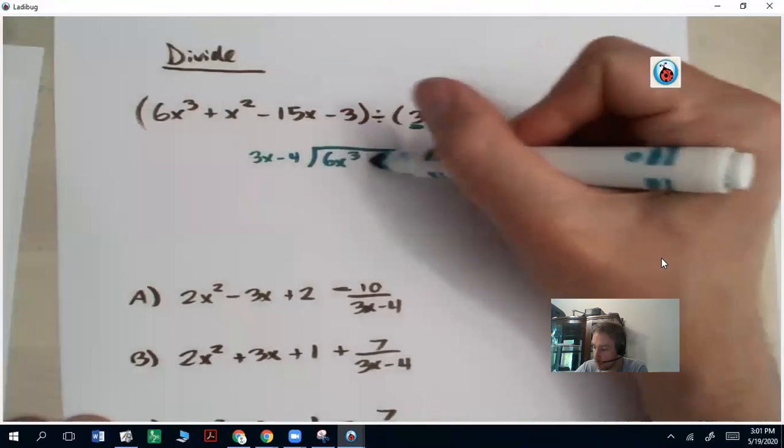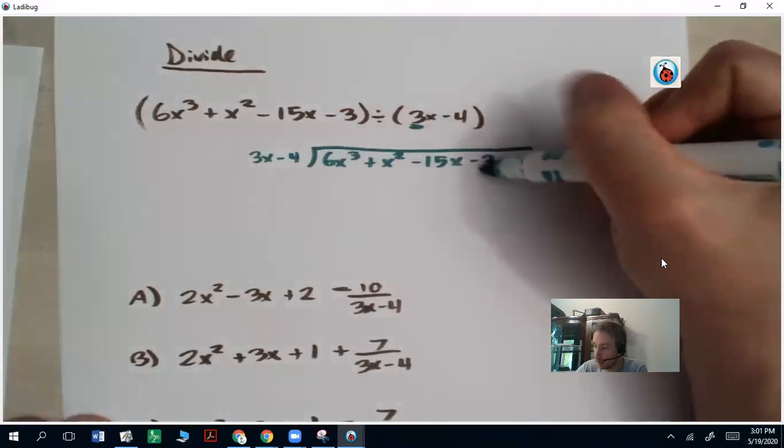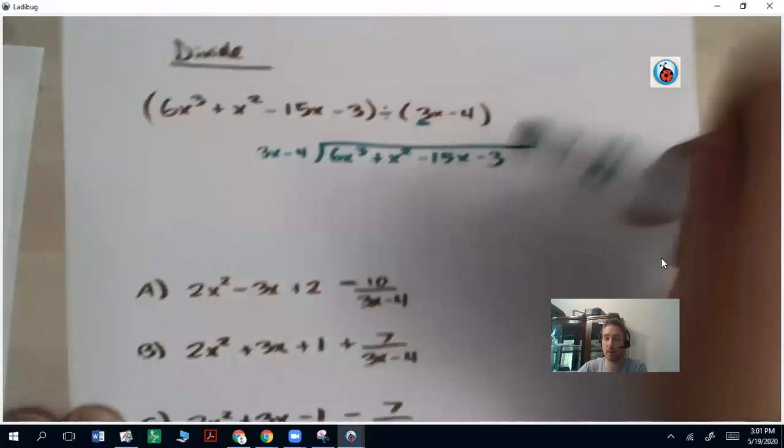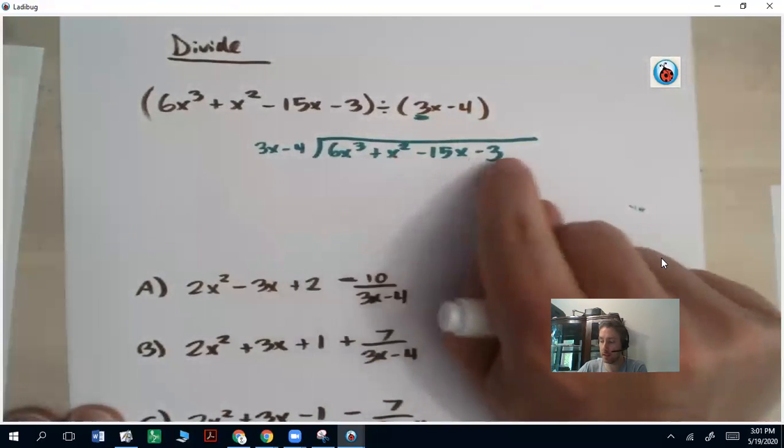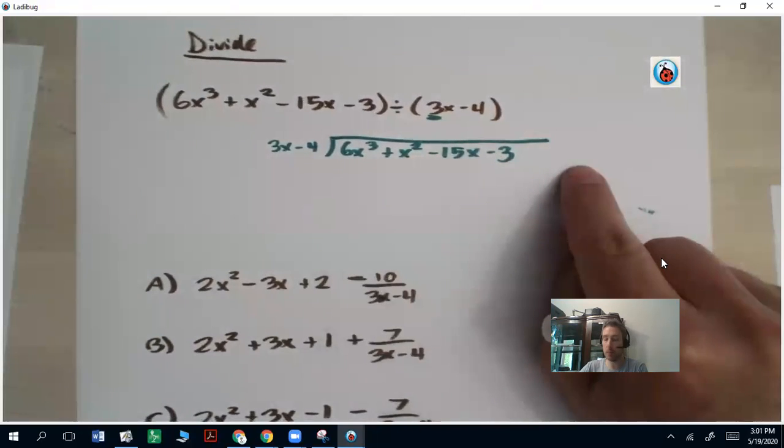6x cubed plus x squared minus 15x minus 3 on the inside. Make sure there are no gaps. So I want to have my cubed, squared, x, and whatever number at the end if there is one. If there is nothing, put a 0 in its place.